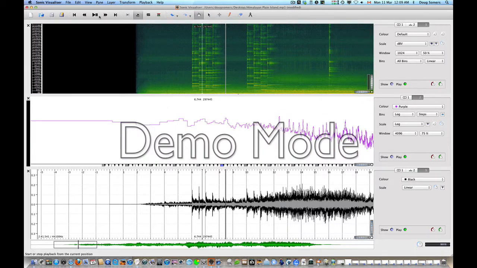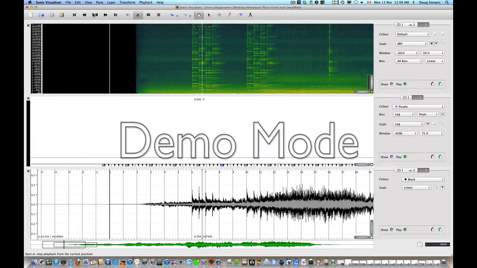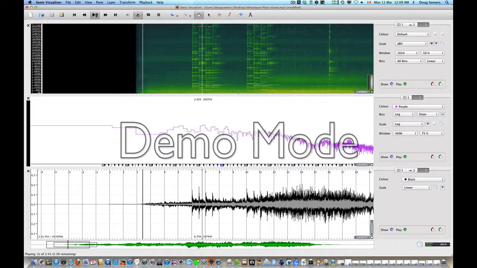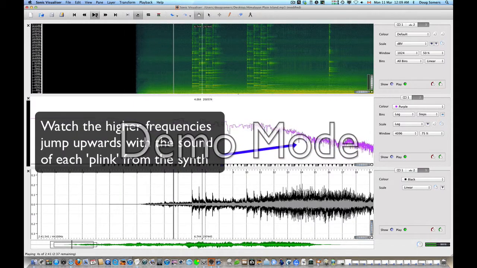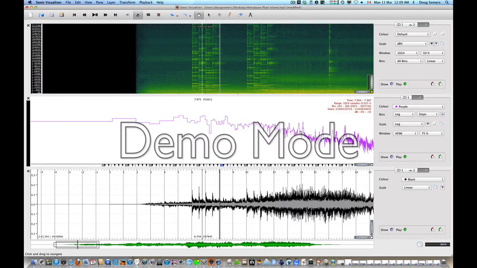So let's just again play this very quickly and have a listen to what happens to the graph. See, as the sound comes up, the amplitude goes up overall. And as those synths plink, you'll notice that in here, the higher frequency components are moving up in terms of amplitude as each one is played, just in the same way as we saw in the sonogram. We have higher amplitude, and over here we have higher amplitude. You can see higher amplitude in the higher frequencies. Let's listen to that one more time.